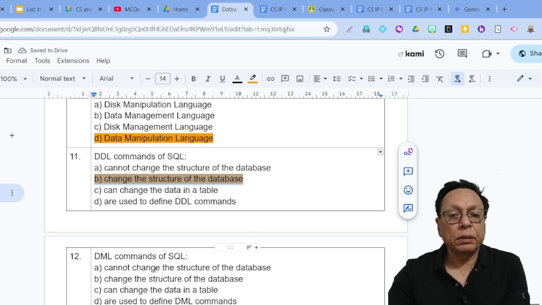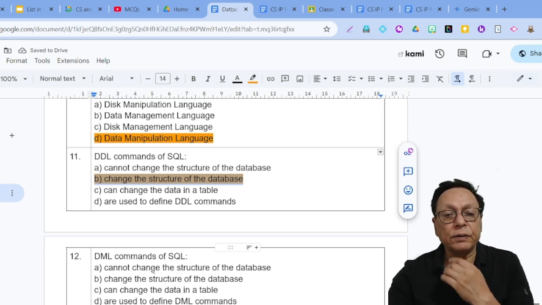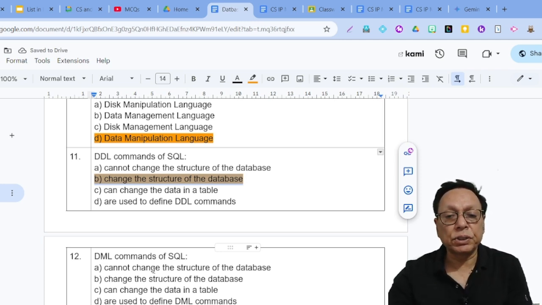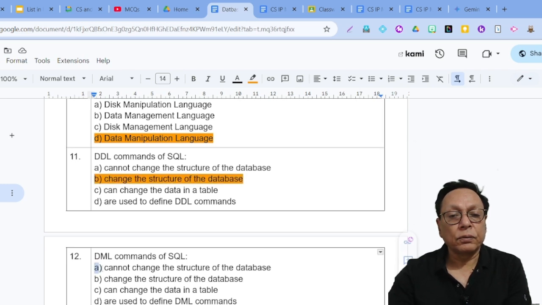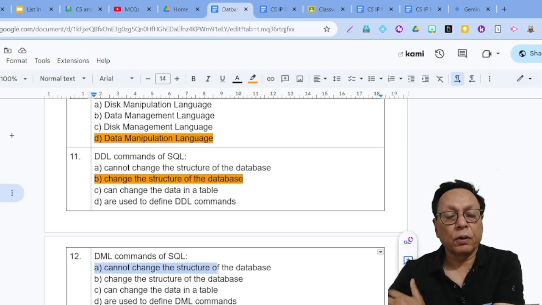Then question number 12. DML commands of SQL cannot change the structure of the database. DML commands cannot change the structure of the database. So we should go with option A.